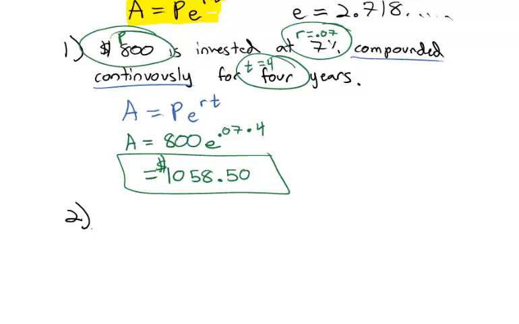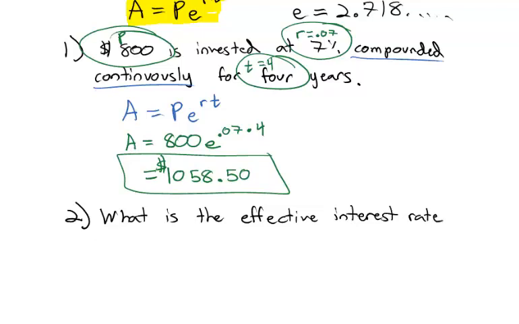Let's do another one. Let's look at effective interest rate again. What is the effective interest rate if 6% is compounded continuously?